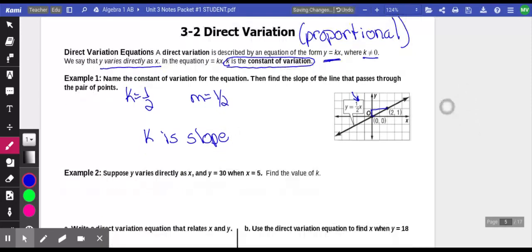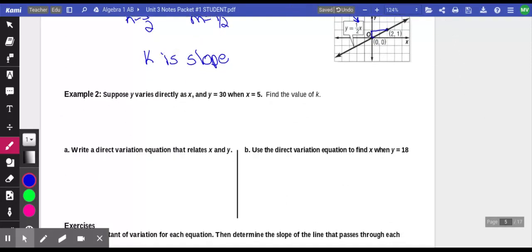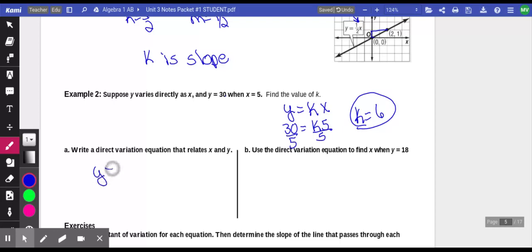Now a second example: suppose y varies directly as x, when y equals 30 and x equals 5. Find the k value. We know the equation is y equals kx. So I'm going to substitute 30 for y and 5 for x, and then solve. I divide both sides by 5, so k equals 6. Then write a direct variation equation. That would be y equals 6x, because I just substituted the k into y equals kx.